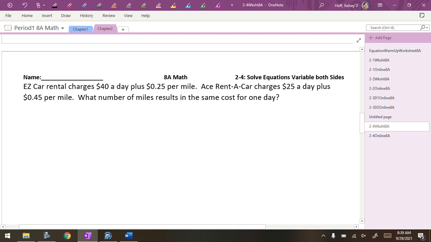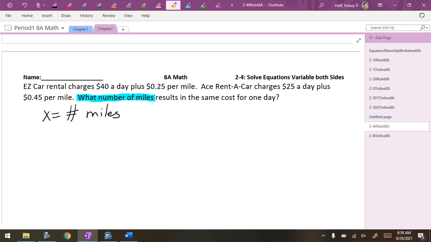Easy Car Rental charges $40 a day plus 25 cents per mile. Ace Rent-A-Car charges $25 a day plus 45 cents per mile. What number of miles results in the same cost for one day? So right here it says what number of miles. That's what we're trying to find. What letter do you guys want to use today? X is going to represent the number of miles.